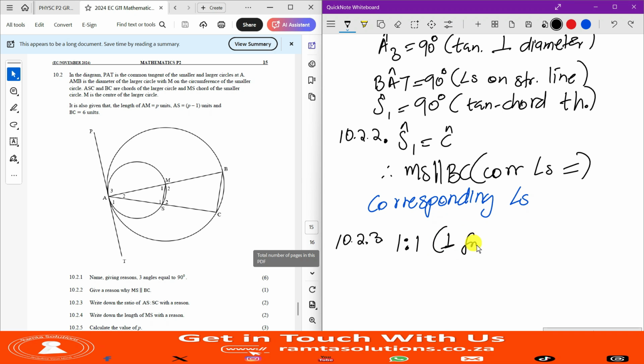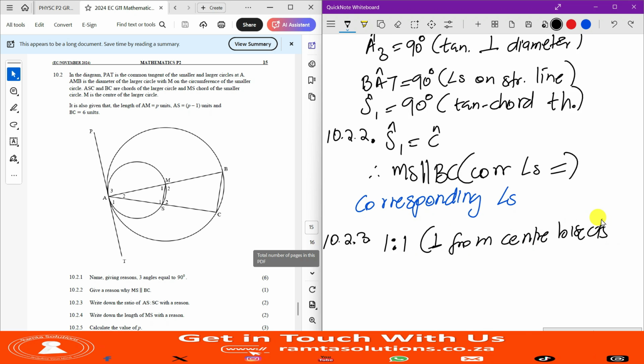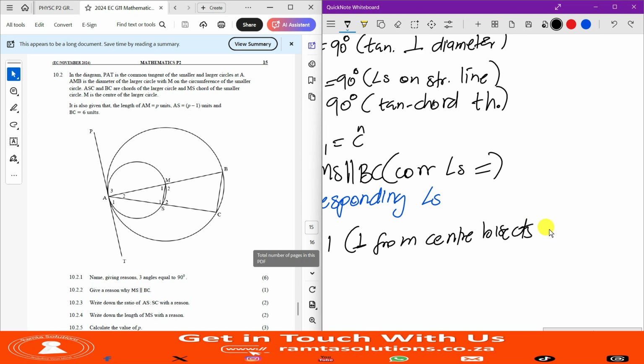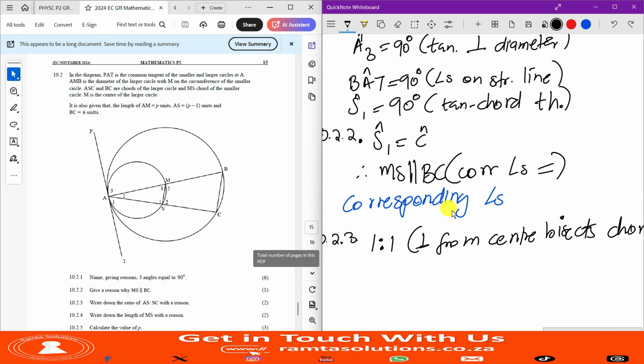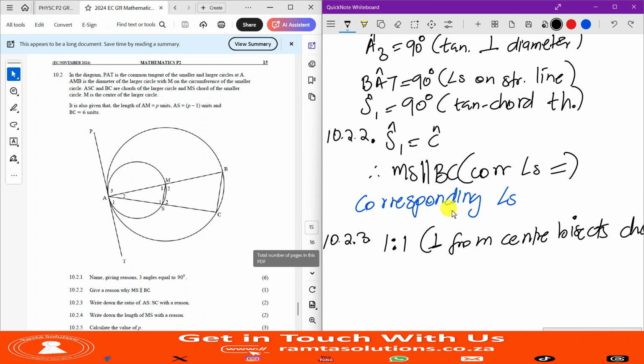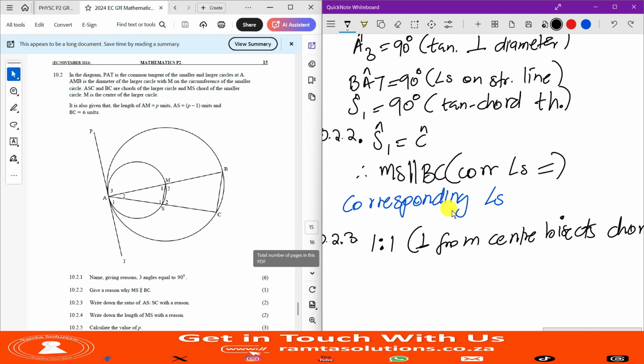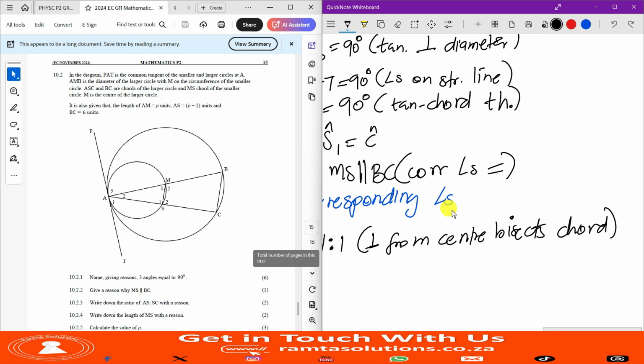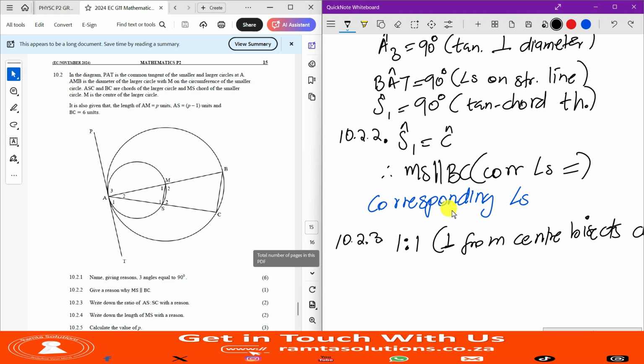Perpendicular from center bisects chord. So if it bisects, it means they will both have the same magnitude or ratio, right? 1:1. If you don't want to use perpendicular from center bisects chord, you can say line from center. Okay, good. This is your answer, 1:1, and perpendicular from center bisects chord.